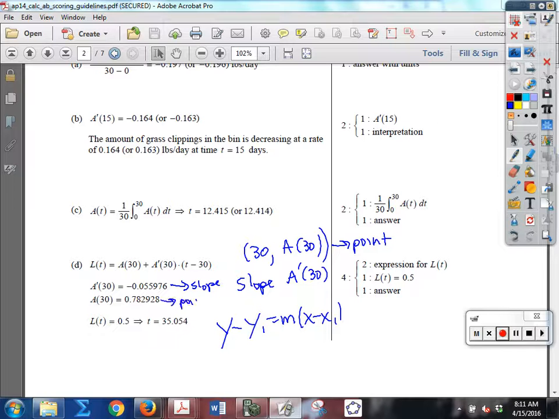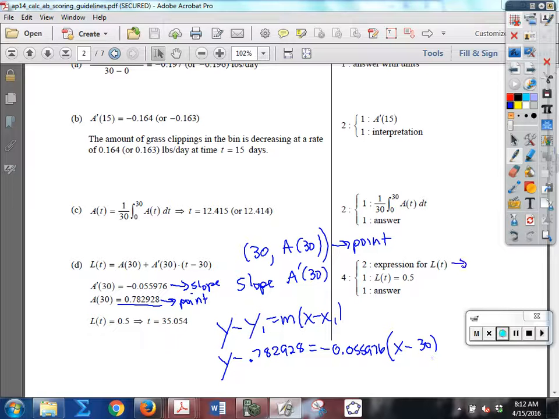Alright? And so you just type it in or write down y minus y1. What's my y coordinate of my point? This one. Yes? So you could say A of 30, or if you have this written down, whatever you want. I can write A of 30, or I can write that number. I'm just going to write that number, I guess. Equals the slope, which is A prime of 30, times x minus my x coordinate, which is 30. Right?